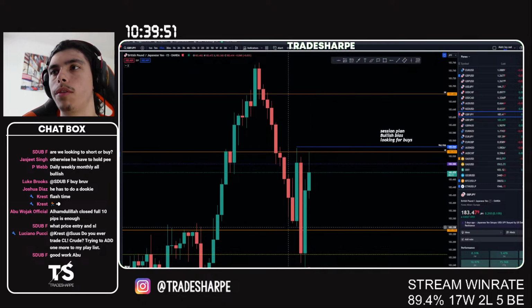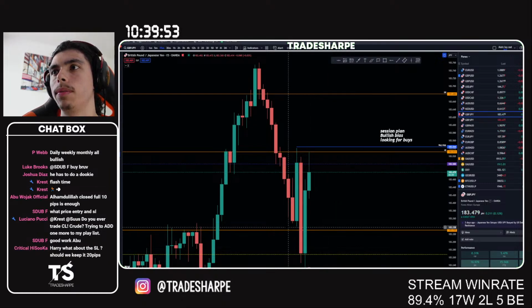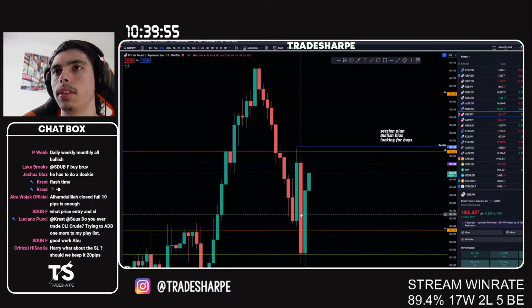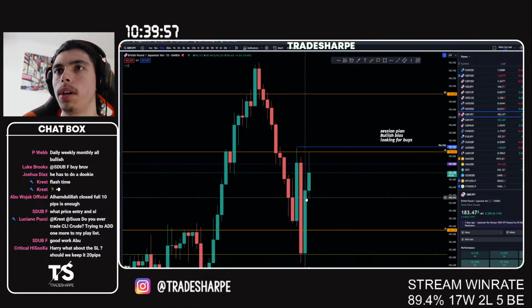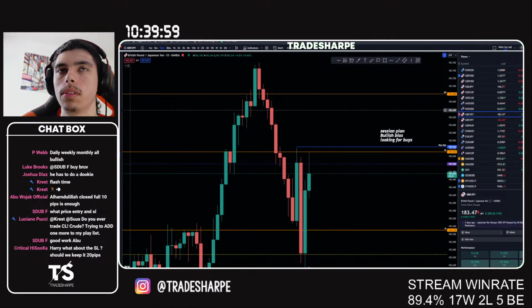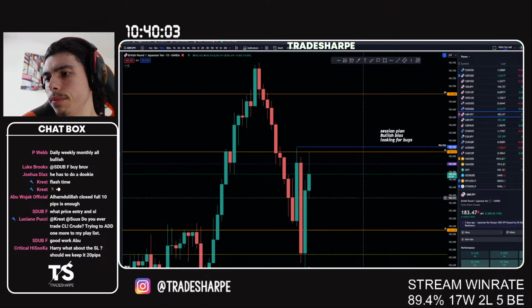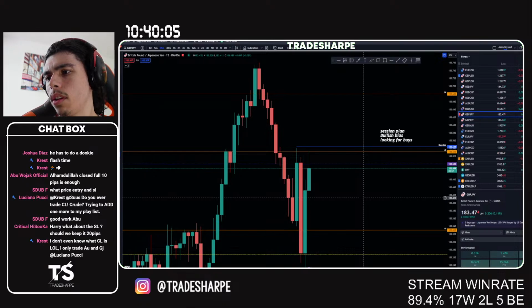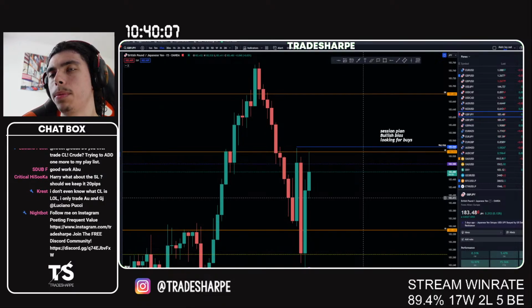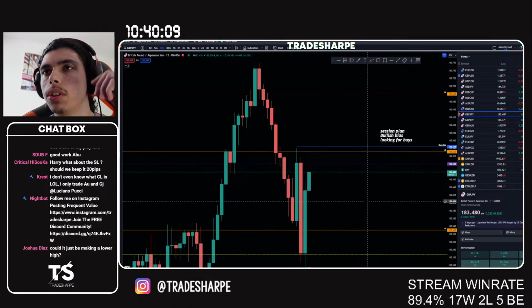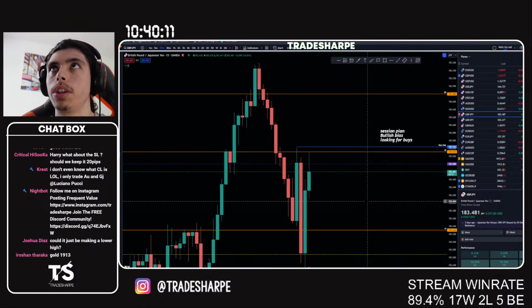But my stop, I'll probably hover around 183.338. Unless this 15 can close above, then I can use this as stop. Should be better. At 20 pips? Yeah, unless the 15 closes above. If the 15 closes above, then we can use 15-minute stops, you know?